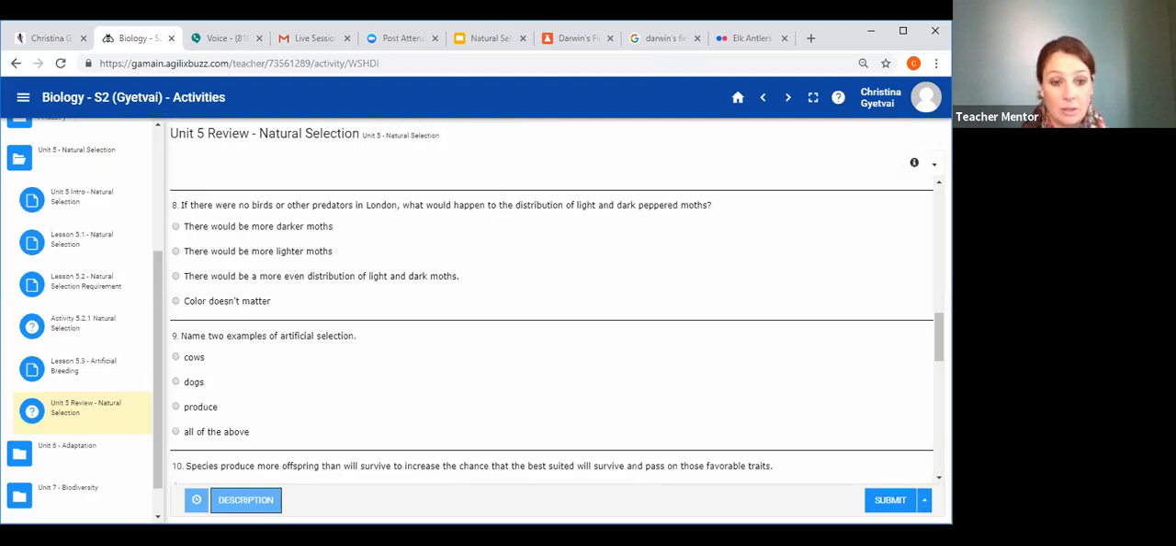All right, so number 9, name 2 examples of artificial selection. Cows, dogs, produce, all of the above. What would be two examples of artificial selection?